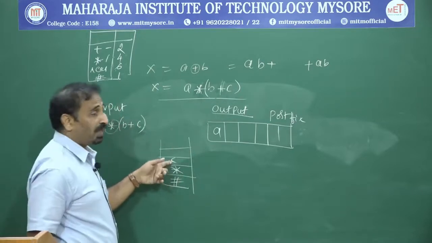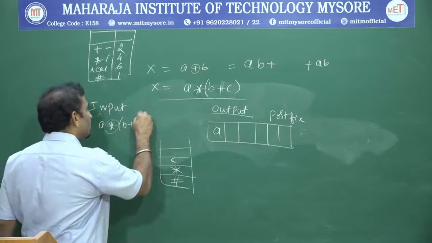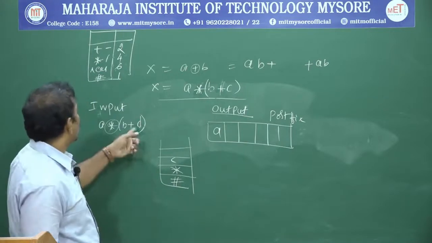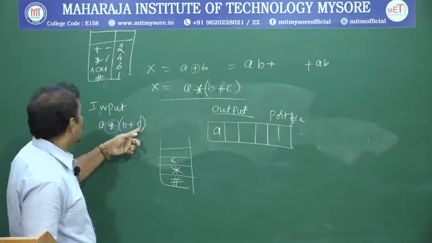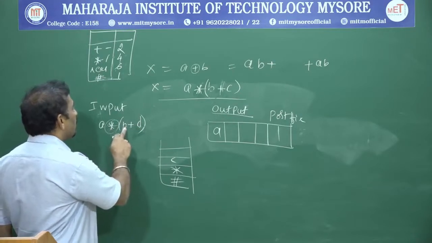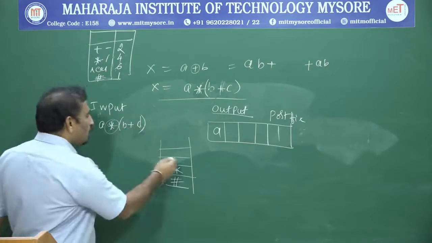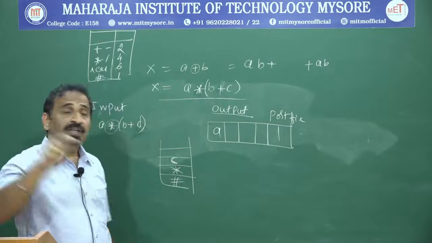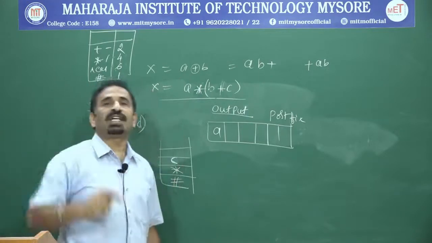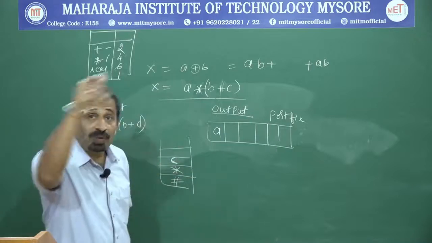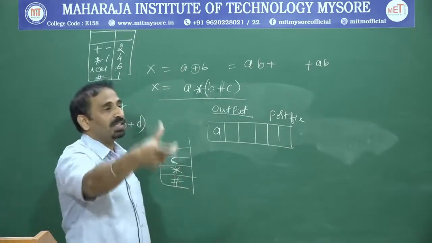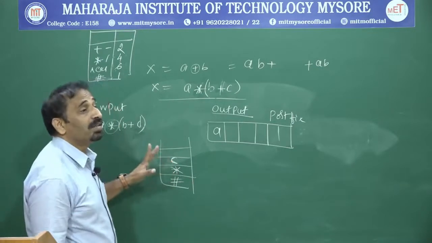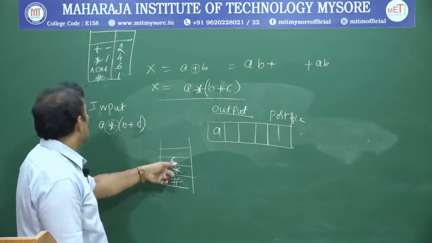This is not C, this is an open bracket. So I will take this as D, so it will be easy for us to understand, otherwise C gets confused with the open bracket. I will take this as A star open bracket B plus D close bracket. Now this is open bracket. What is the precedence of the stack top? Once inside, its precedence becomes the lowest amongst the rest of them. So now it is 1. You can consider the precedence of this as 1.